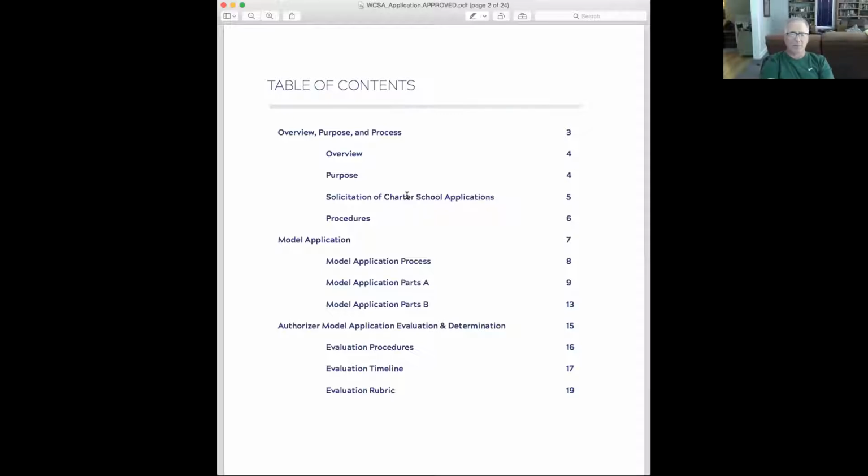The model application process and some examples are in the second section, and there is actually model applications. And then the evaluation and determination section has some process and procedures, an example timeline. It's not one that's written in stone. And then an example evaluation rubric that a district or authorizer of other types could use to give feedback to a group to say, you know, you're ready, this is great, or here are some places where you'd like to see some improvement, or in some cases, no, I would assume.